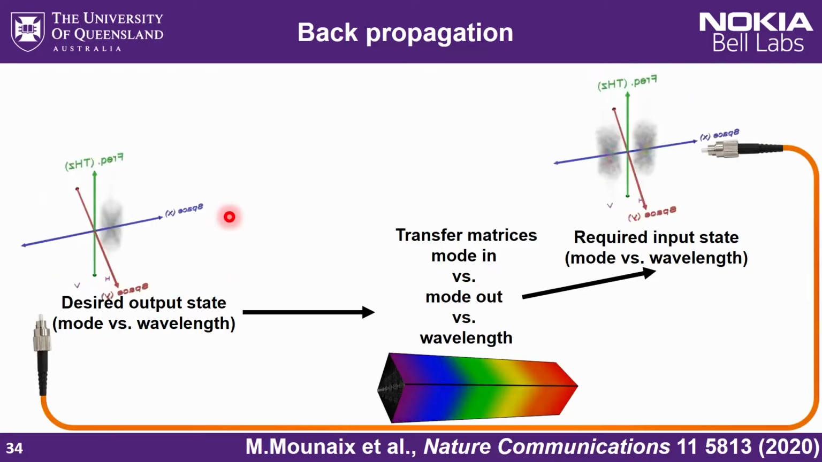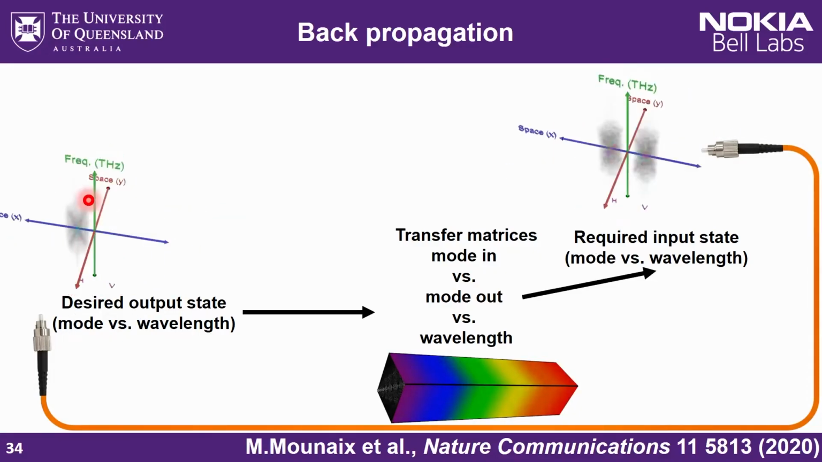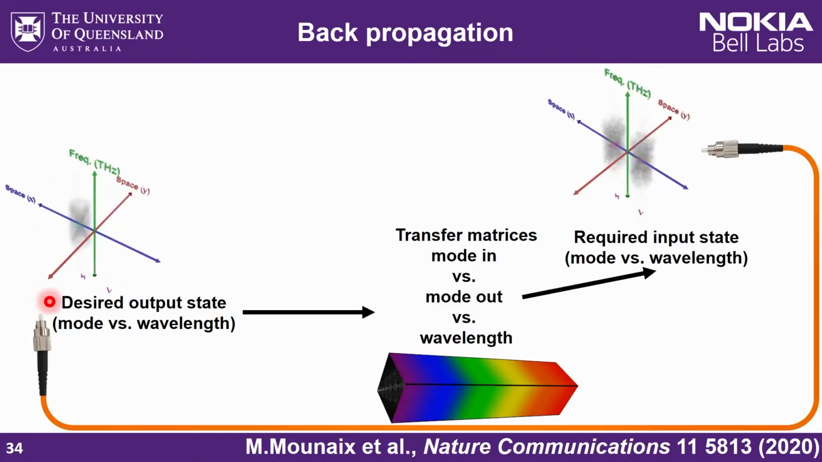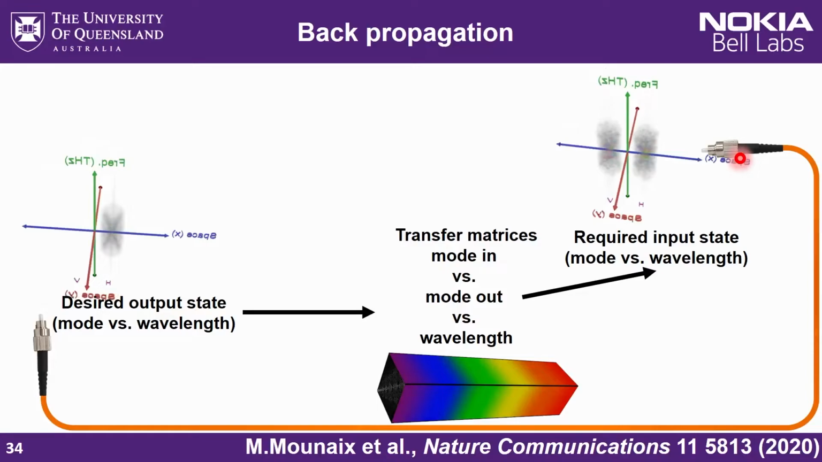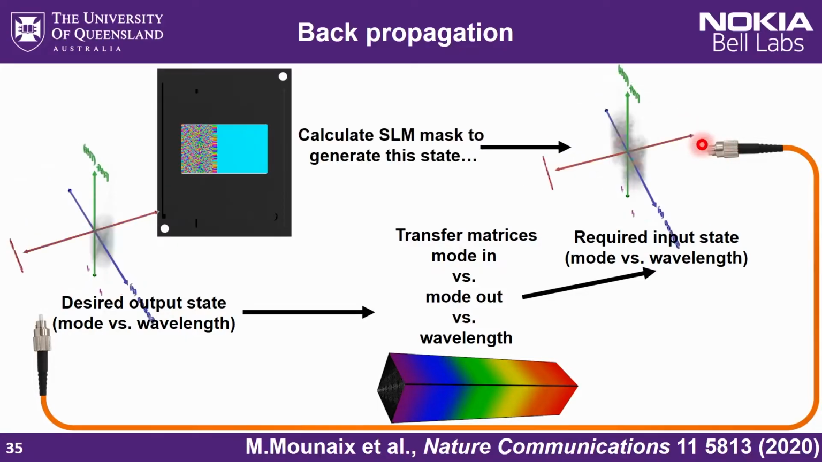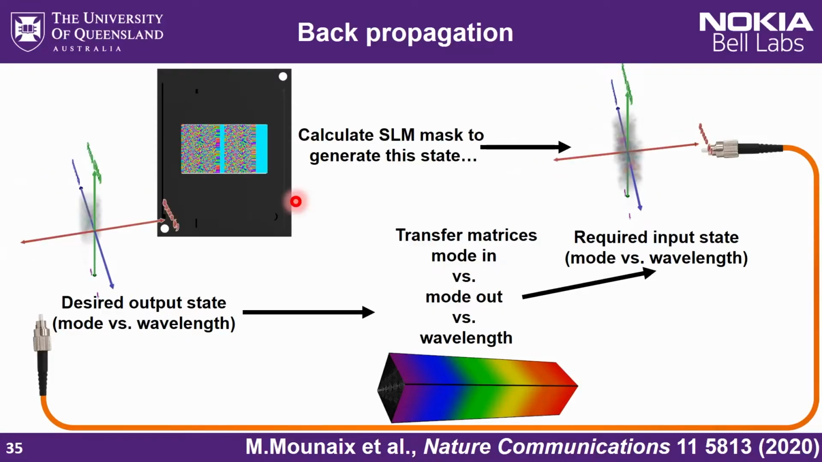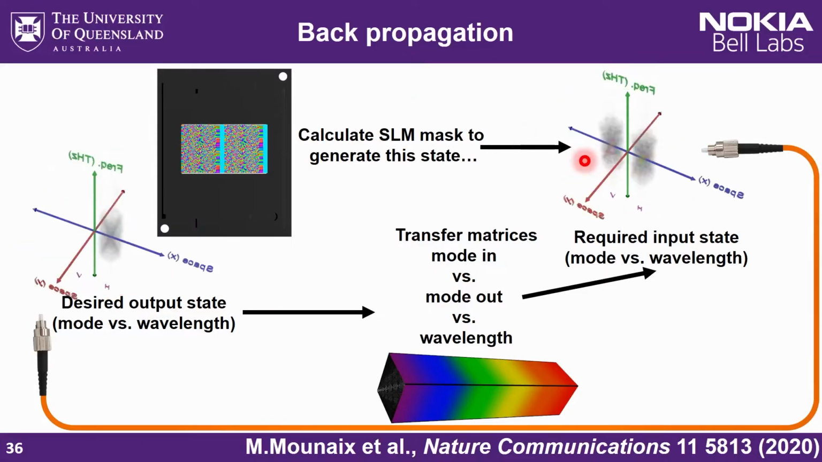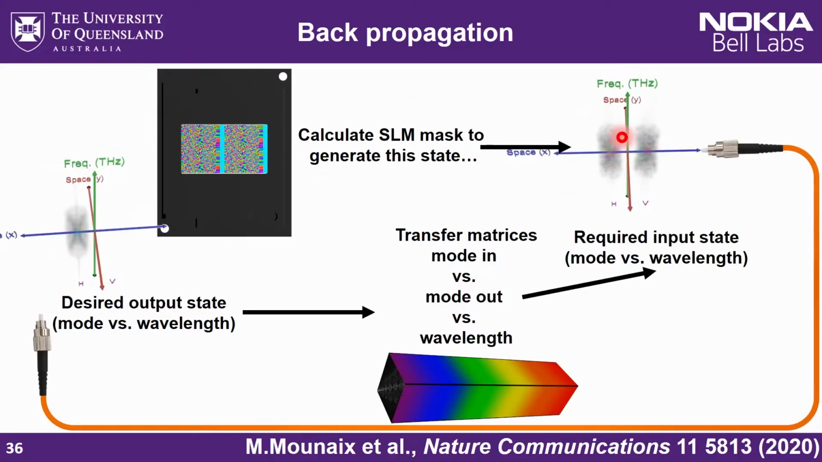So how do we do that? We calculate the required input state by backpropagating the desired output state with the transfer matrices for every spectral component. Then the corresponding phase mask is calculated using a computational holography algorithm to generate the required amplitude and phase for each coefficient and each wavelength to be launched into the fiber.